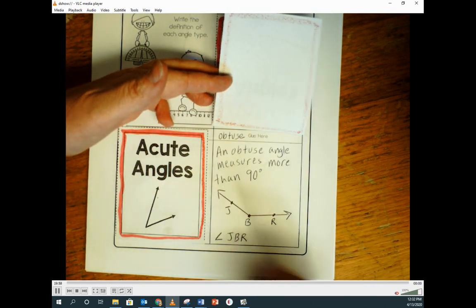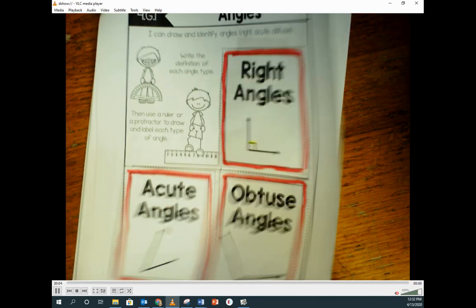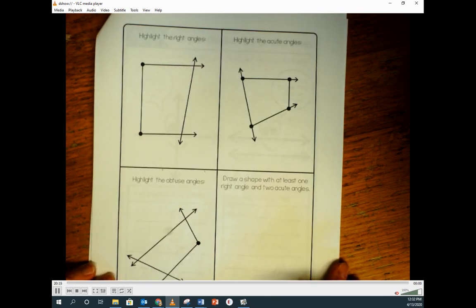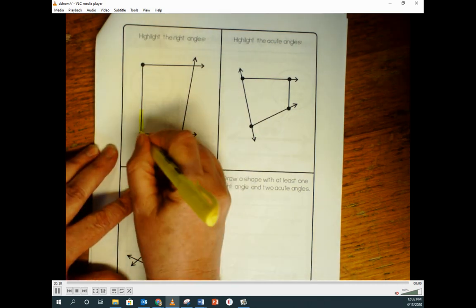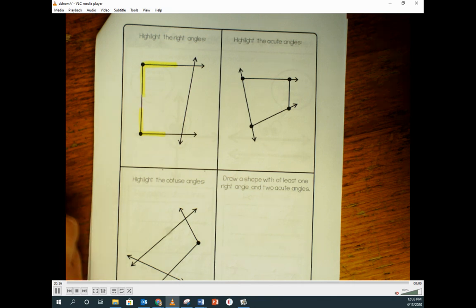So now we are going to move on to the next page where we get to color. The first one tells us to highlight the right angles. So we are looking for perfect 90-degree angles. So that would be these two angles. And again, remember, it doesn't matter what color you use to highlight.